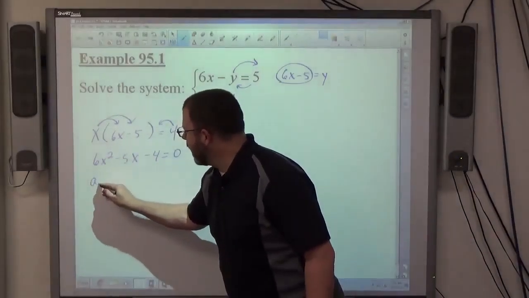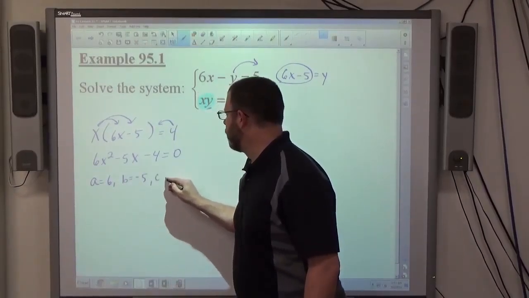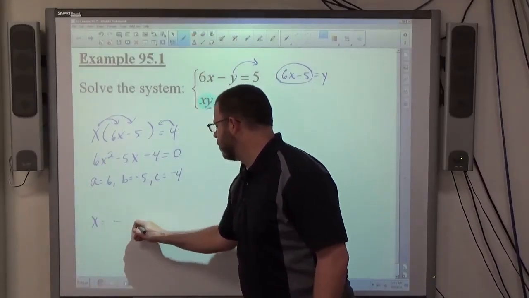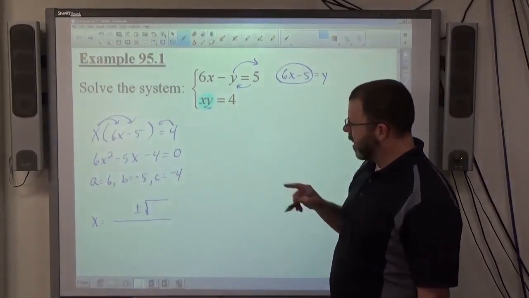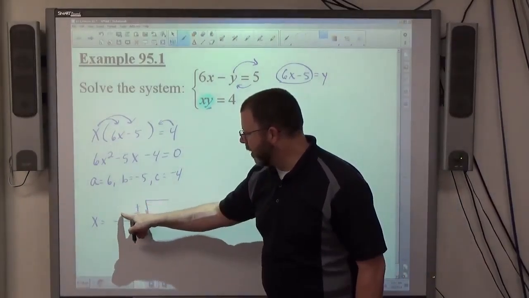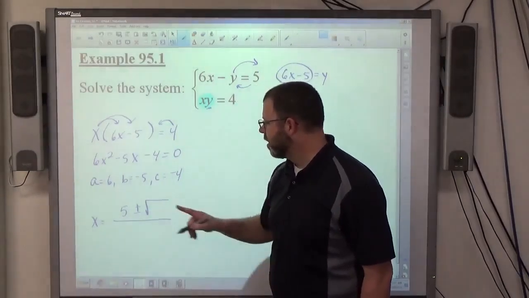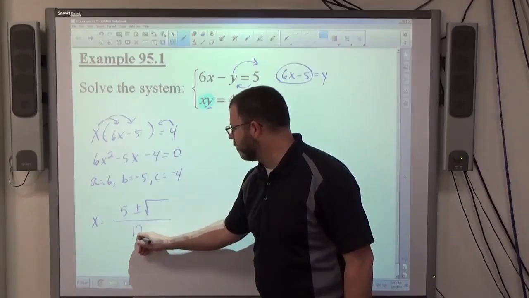Quadratic formula, a is 6, b is negative 5, and c is negative 4. And we're finding x in this case, which equals that structure there. And the 3 pieces of quadratic formula are the opposite of b. b is negative 5, so the opposite would be positive 5. On the bottom, 2 times a is 6, 2 times a is going to be 12.